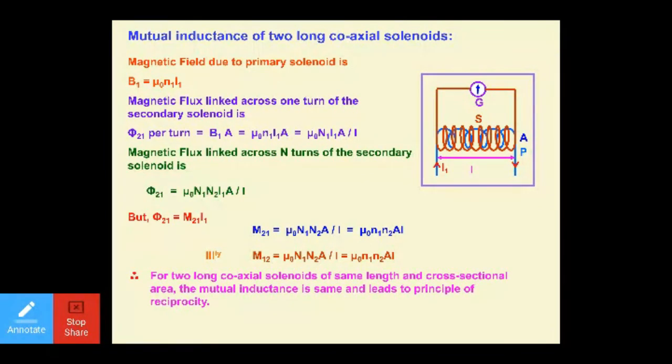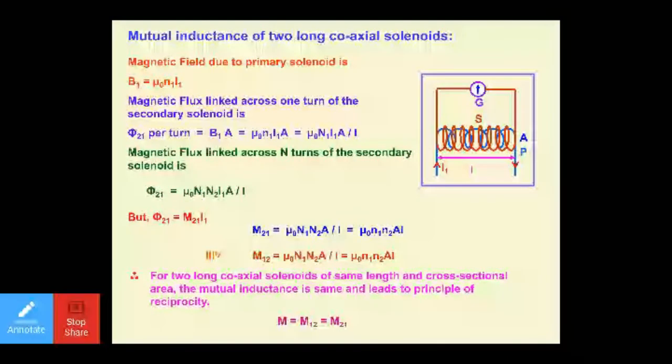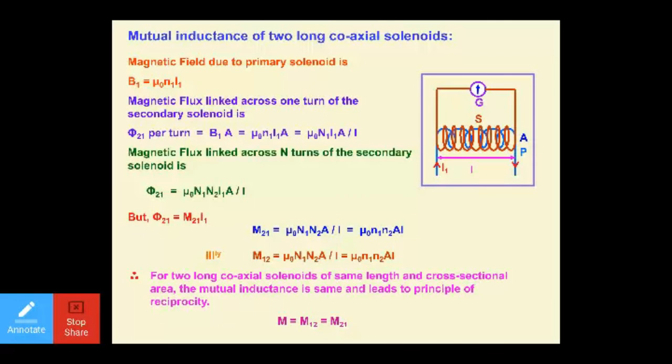For two long coaxial solenoids of the same length and cross-sectional area, the mutual inductance is the same, which leads to the principle of reciprocity. Furthermore, my dear students, it says the mutual inductance M is equal to M21, which is equal to M12. Now, what does it mean? The mutual inductance made by the first experienced by the second will always be equal to the mutual inductance made by the second experienced by the first. Both of them will have the same numerical value.